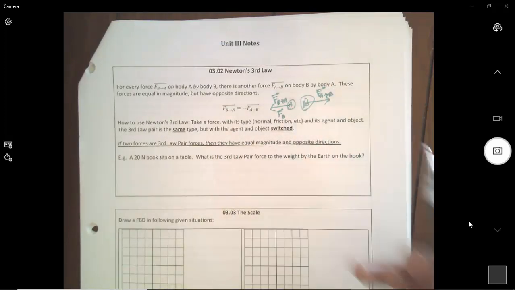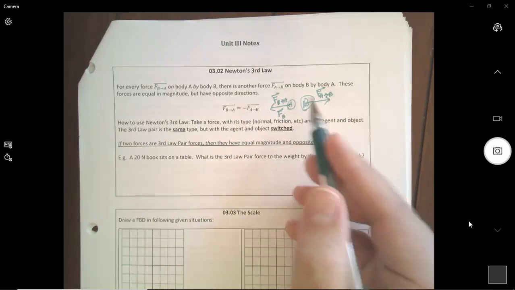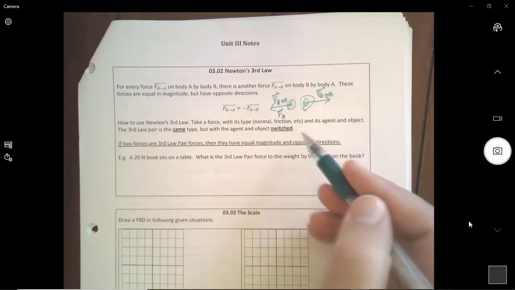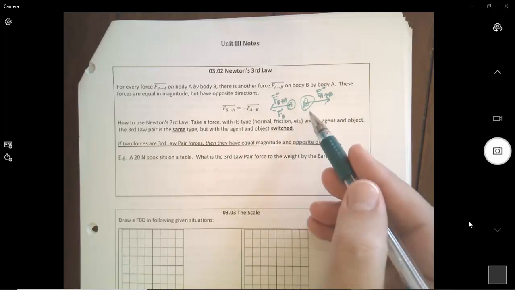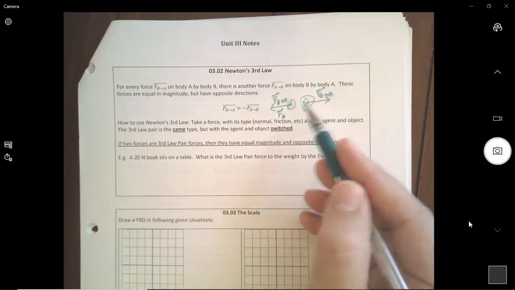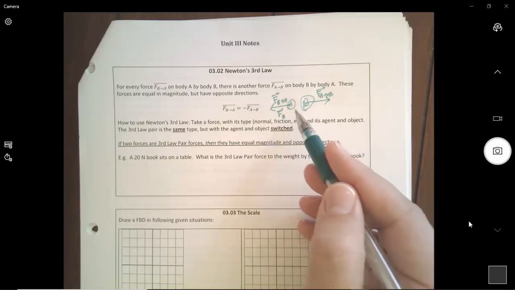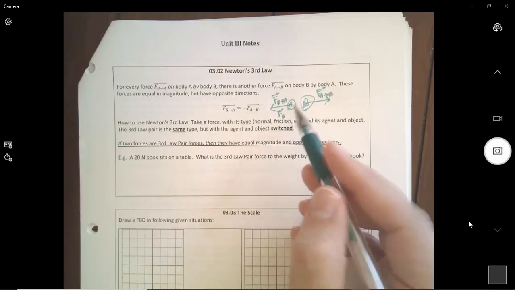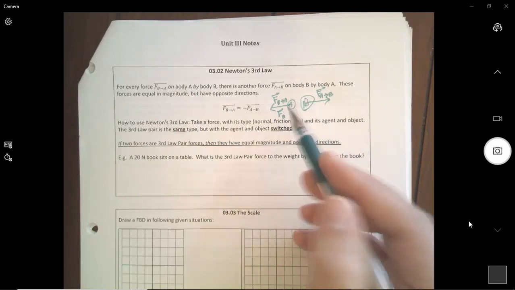So each of these objects feels a force. The magnitudes of those two forces are the same. They are the same type of force. So if these are two, I don't know, bouncy balls, one of them is heavier than the other. It doesn't matter if one is heavier, one is lighter, or they're the same mass. Regardless of the masses of the objects, the magnitudes of the forces are the same.